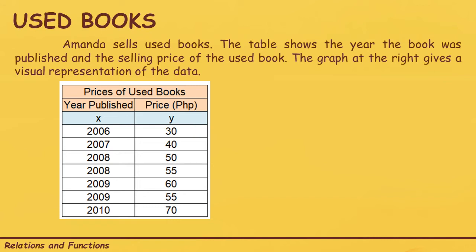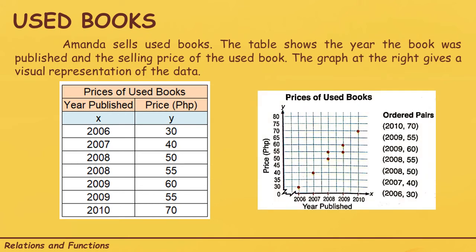So kung ang X natin or yung year natin is 2006, 30 pesos. 2007, 40 pesos. 2008, 50 pesos. 2008 again is 55 pesos. So, dalawa yung presyo ng ating books nung 2008. Next, 2009, 60. 2009 again, 55. Dalawa rin ang presyo natin noong taong 2009. And last is 2010, 70.